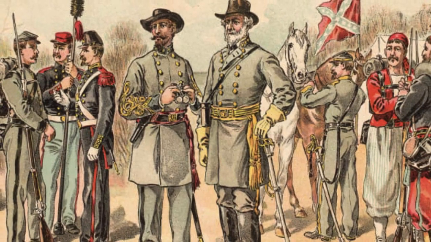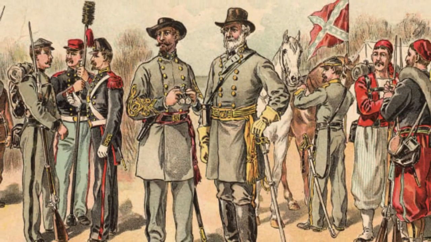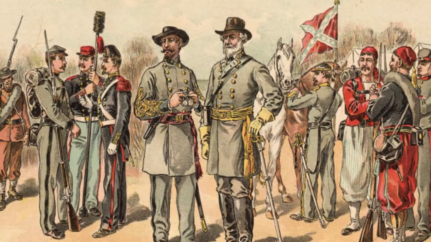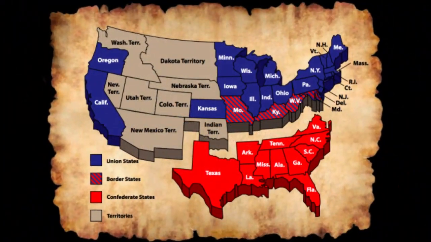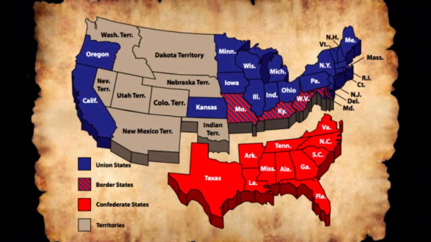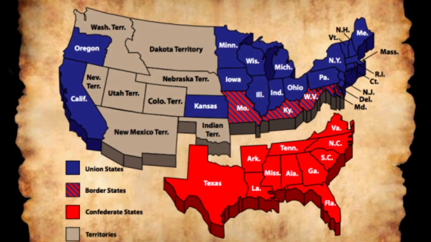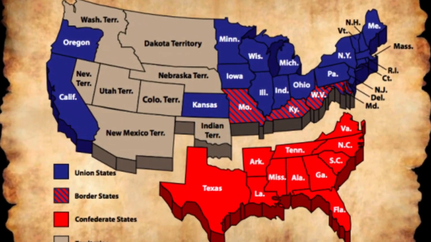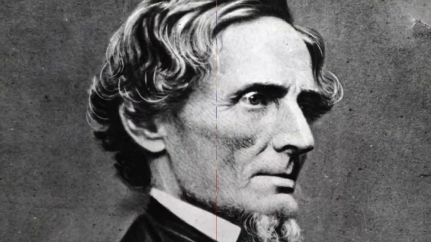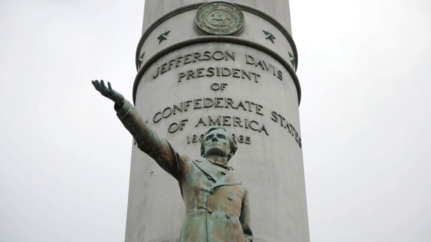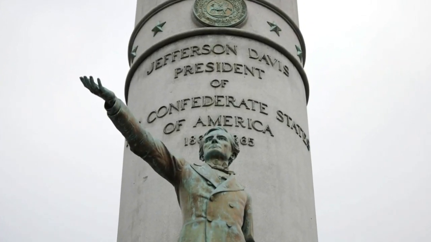The formation of the Confederate States of America was another key factor in the outbreak of the Civil War. The Confederacy was formed by 7 Southern states that seceded from the Union, and was later joined by 4 additional states. The Confederacy was led by Jefferson Davis, and its primary goal was to preserve the institution of slavery and protect the interests of the South.